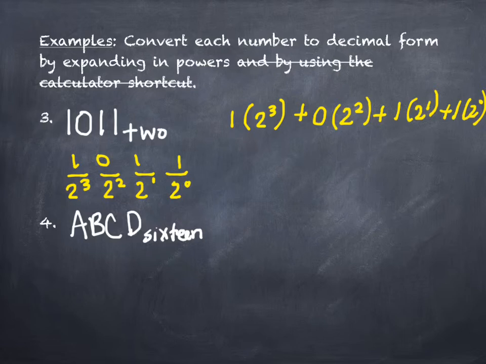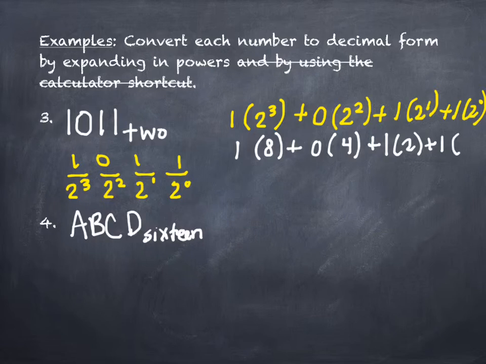All right, so using this, I'm just going to take a moment to write out what they are, just so that you can see them a little bit more clearly. What is 2 cubed? Somebody said it. It's 8. What is 2 squared? 4. 2 to the first? 2. And 2 to the 0? It's 1. Anything to the 0 power is 1. So what I really have here is 8 plus 0 plus 2 plus 1.